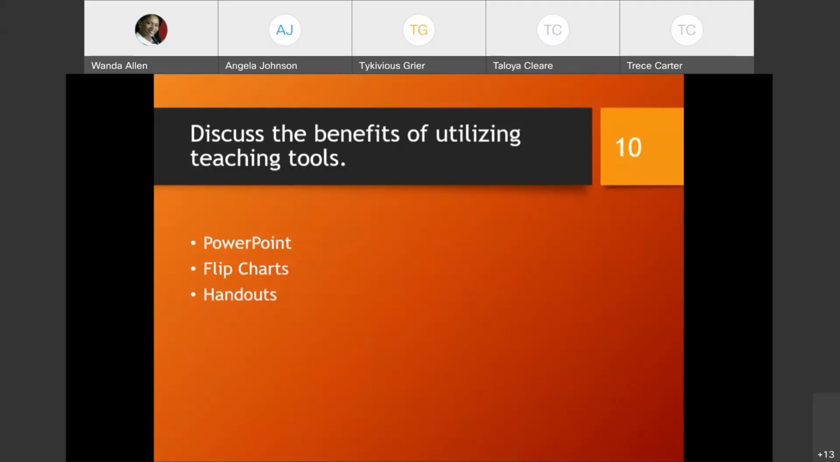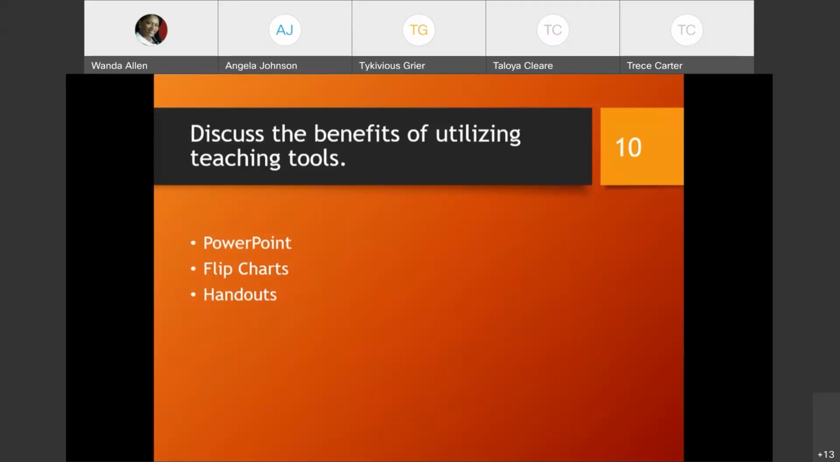Also, you want to use teaching tools. Teaching tools make class more interesting. They support the learning process and they help the trainer present information more effectively. For example, our teaching tools for this session are the PowerPoint, our training manual, and the book. So you want to incorporate teaching tools into your sessions.